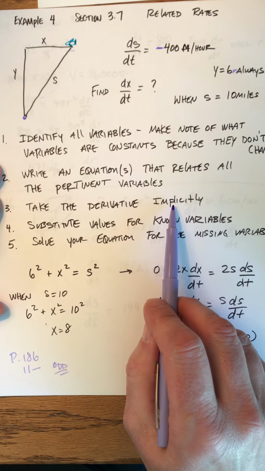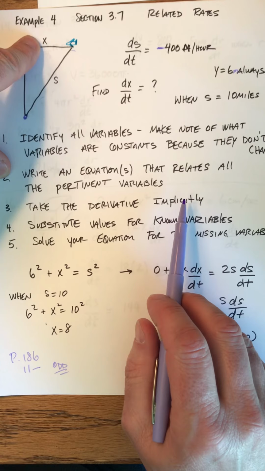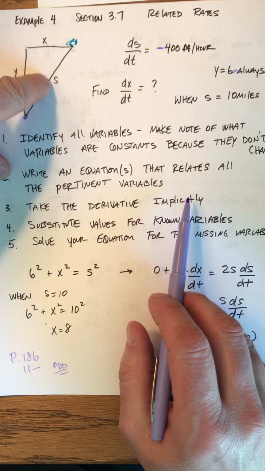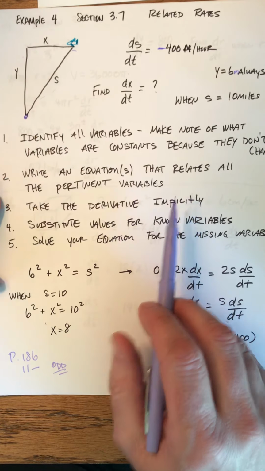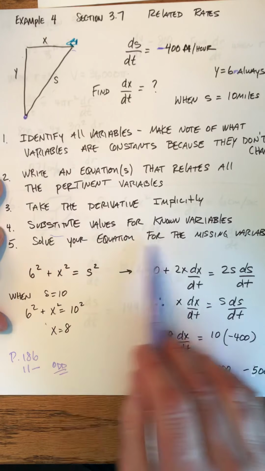And by that I mean when you take a derivative of something like x, the derivative of x is no longer 1, it's 1 dx/dt. The derivative of s is 1 ds/dt. And then you want to substitute any variables that you know and then solve your equation.